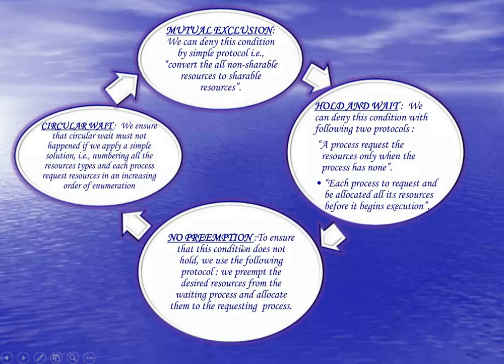Next condition is no preemption. To ensure that this condition doesn't hold, we use the following protocol. We preempt the desired resources from the waiting process and allocate them to the requesting process. The last condition is circular wait. We ensure that circular wait must not happen if we apply a simple solution, that is, numbering all the resource types and each process requests resources in an increasing order of enumeration.